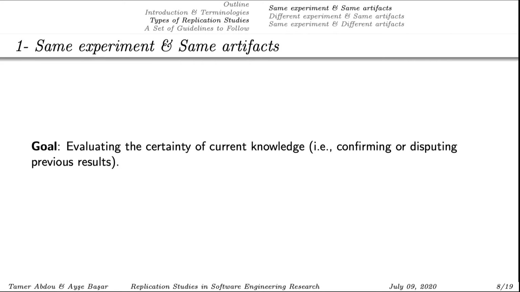There are many types of replication studies. One of them is to replicate a study using the same study design and same datasets. In this type of replication, our goal was to evaluate the certainty of the inferred knowledge of the original study.